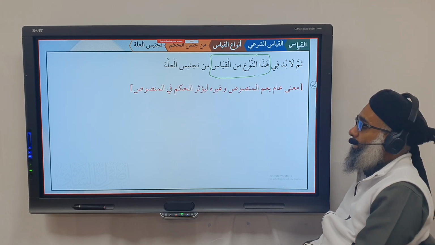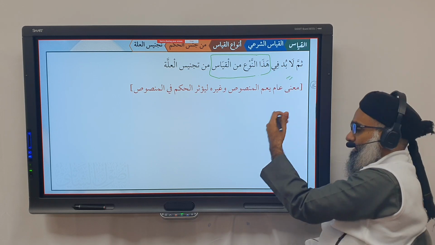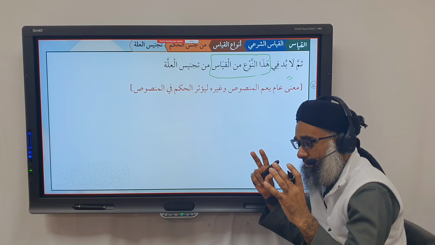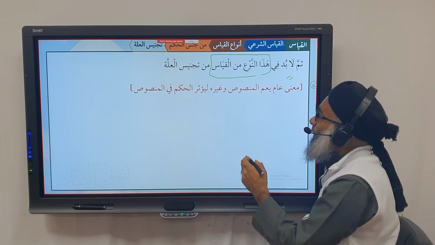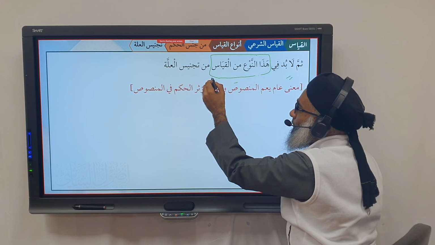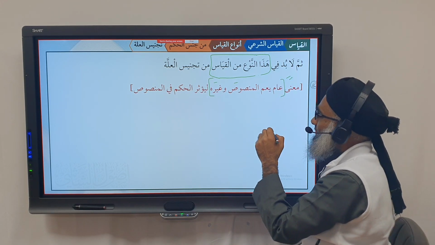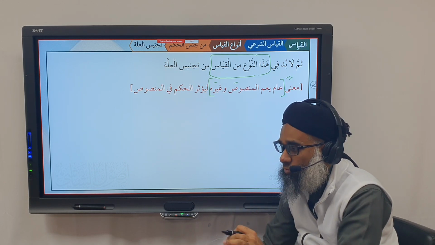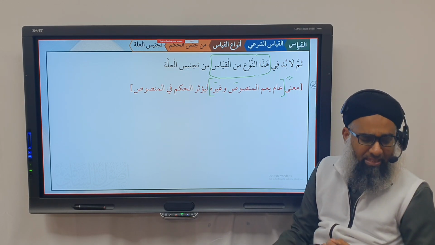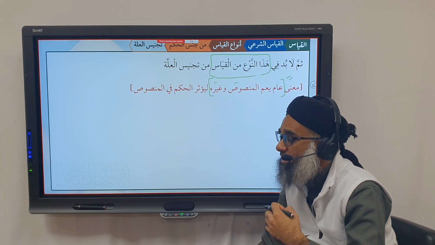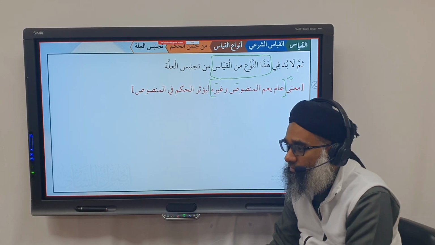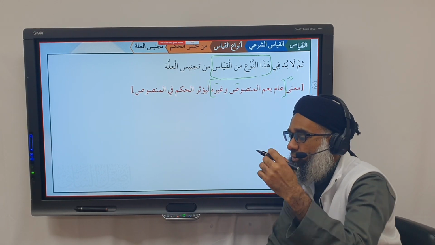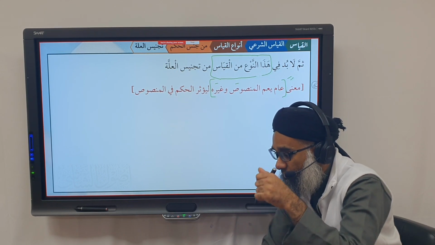You can underline it if you want to. Tajnisul illa is a ma'nan am, a general concept, something which ya'ummul mansusa wa ghayrahu. It's an illa which encompasses the mansus and the ghayr mansus. And it can't be anything, it has to be wasfun munasib, ليؤثر الحكم في المنصوص. Yes? You can't say the illa for saqoot, for example, is that the Quran was revealed in Medina Munawwara.